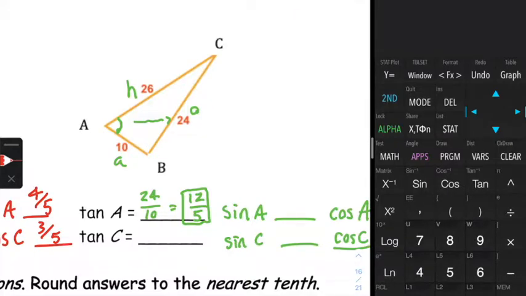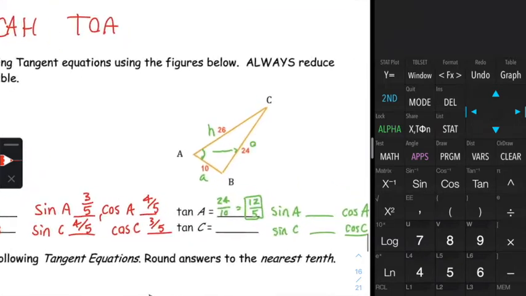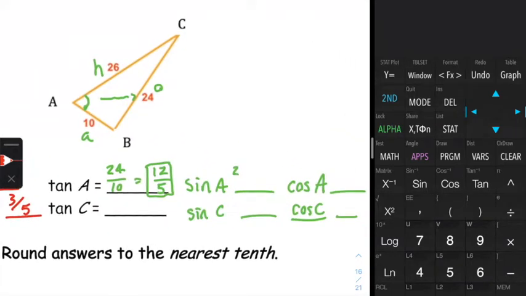Okay, if we use sine, sine is dealing with O and H. So that's going to be 24 over 26. You can reduce in your head right away if you want. I'm going to write it out so you know where it came from. But divide both of those by 2 and it's 12 over 13. Okay, and then of course cosine here at the end, that's the one dealing with A and H. That would be 10 over 26, which is going to get us, when that simplifies, 5 over 13. And that'll be it there on those.